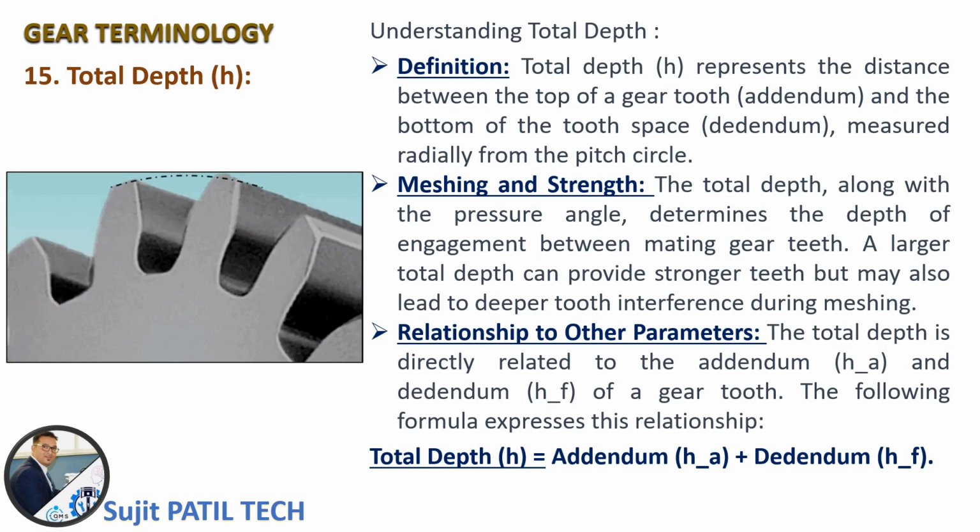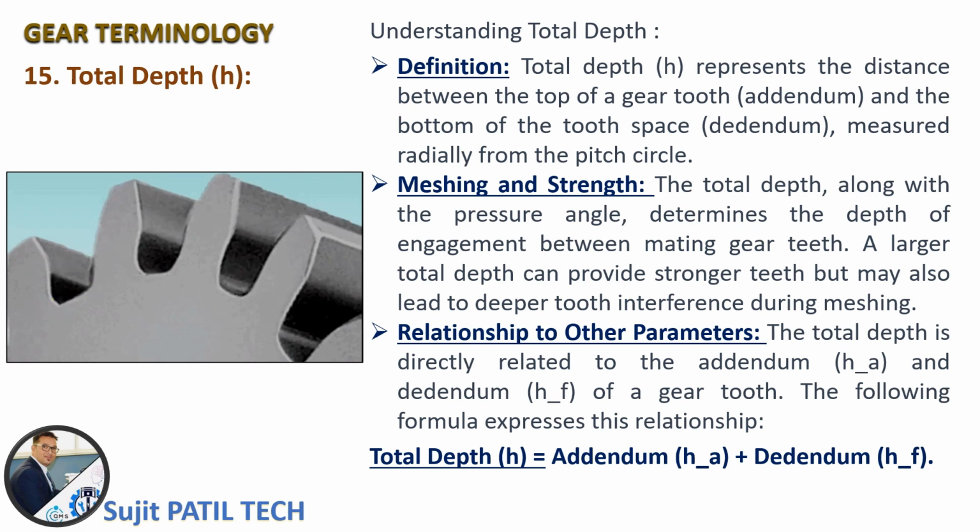Understanding total depth. Definition: total depth, H, represents the distance between the top of a gear tooth, addendum, and the bottom of the tooth space, dedendum, measured radially from the pitch circle. Meshing and strength: the total depth, along with the pressure angle, determines the depth of engagement between mating gear teeth. A larger total depth can provide stronger teeth but may also lead to deeper tooth interference during meshing.